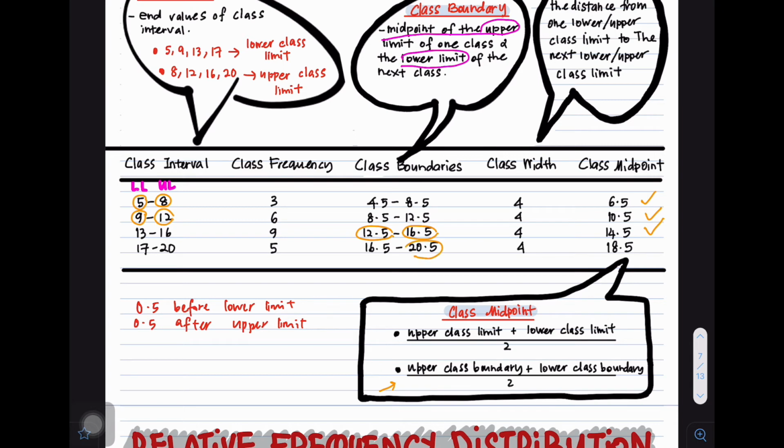20.5 plus 16.5 is 37. So 37 divided by 2 is 18.5. Or you can also use the first formula here, where the upper limit plus the lower limit, 20 plus 17 is 37, and divide by 2, so 37 divided by 2 is 18.5. So either one is correct to find the midpoint of the class.